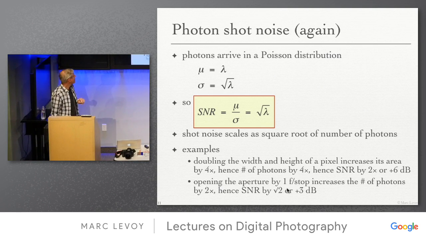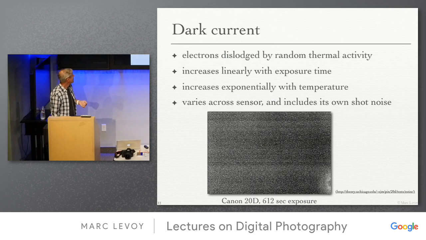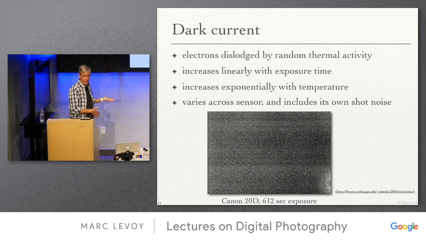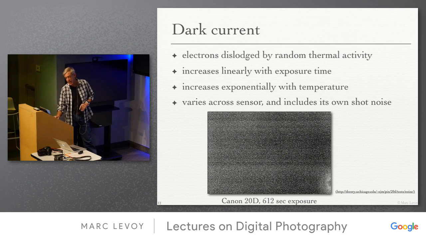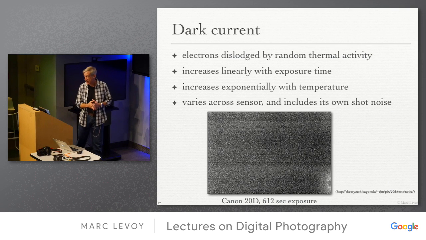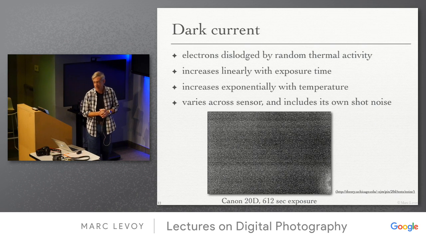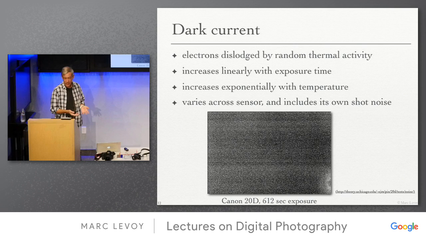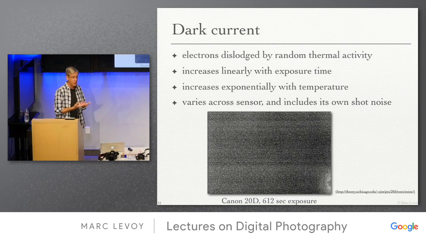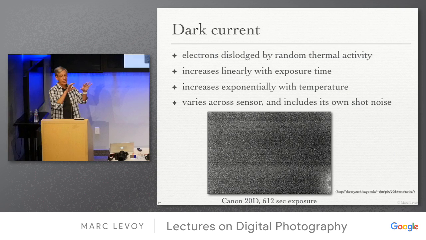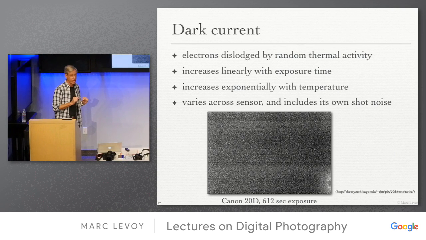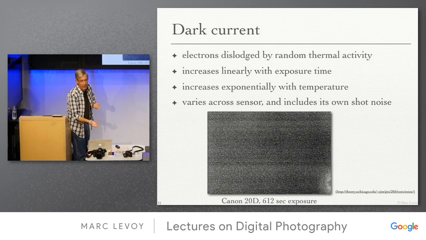Okay, so let's do a laundry list here of other stuff that happens. That's not the only kind of noise. There's also dark current noise, which is electrons dislodged by random thermal activity. It rises with temperature, it rises with exposure time, and it varies across the sensor. There is an average amount of dark current, but it's variable as well.